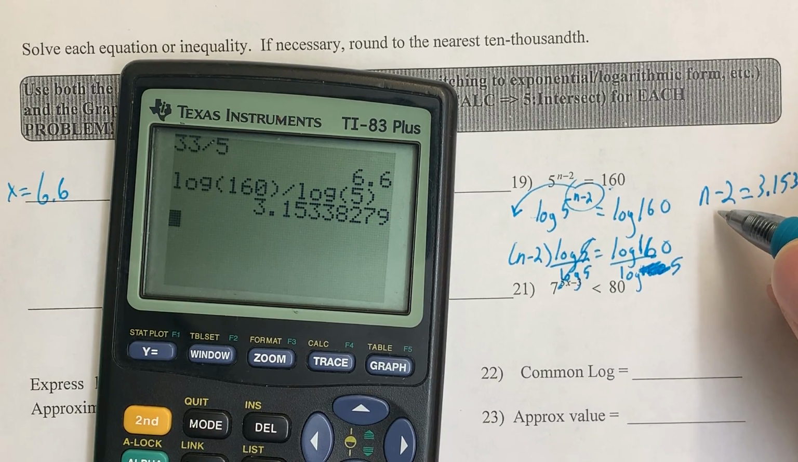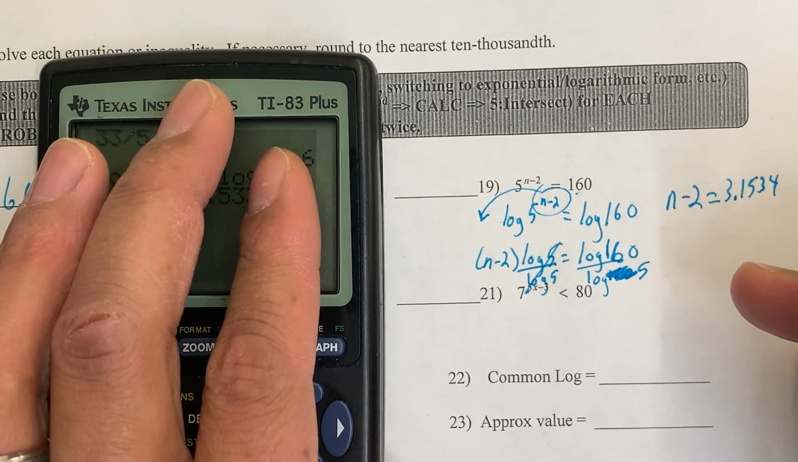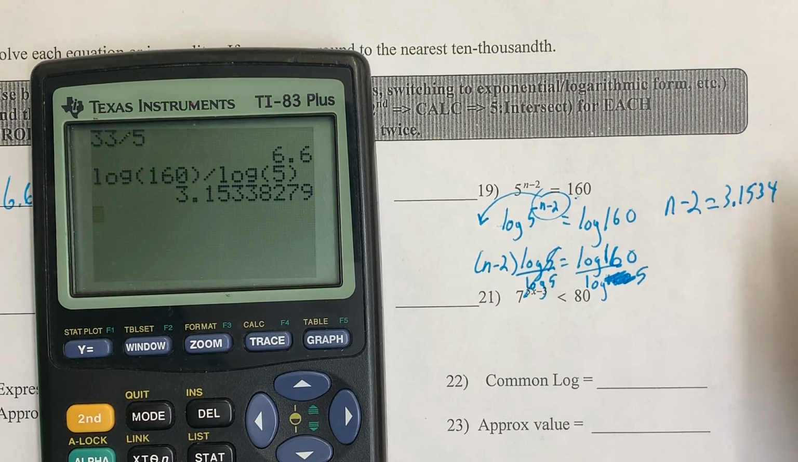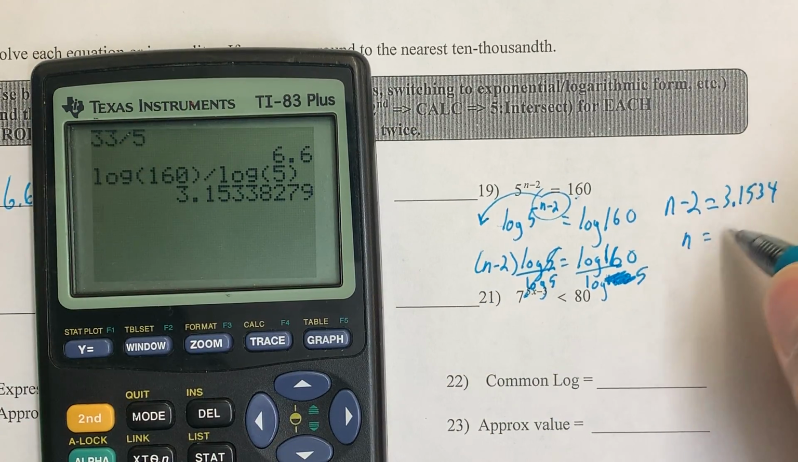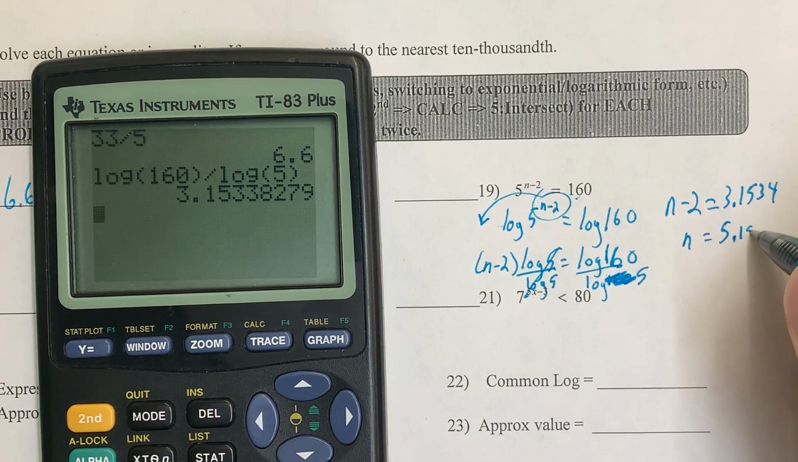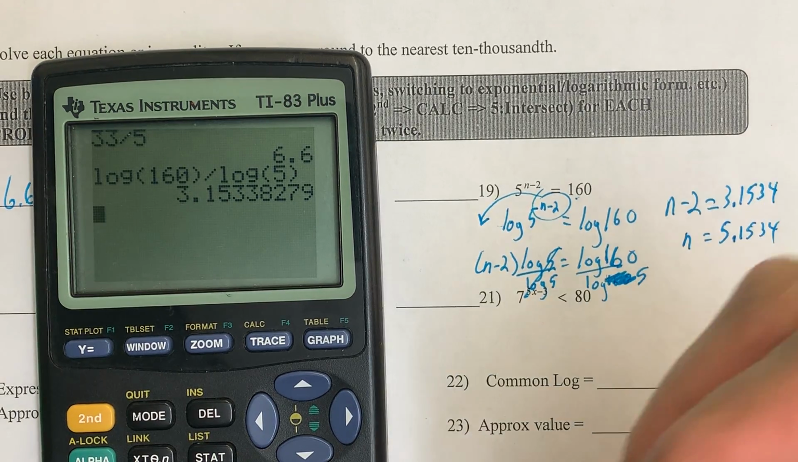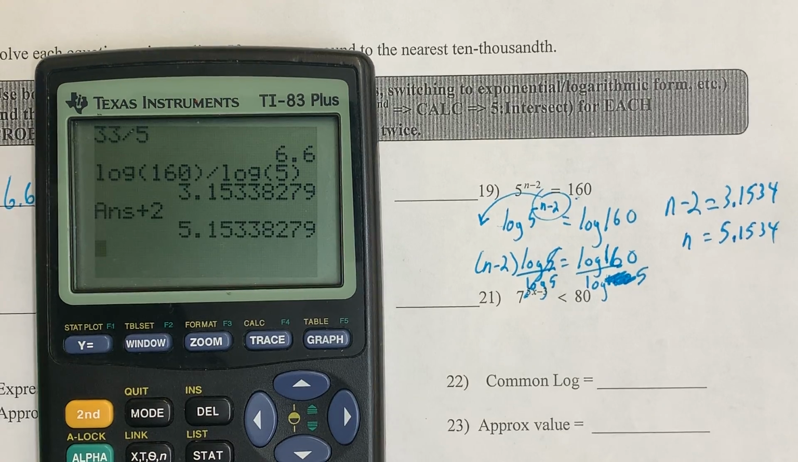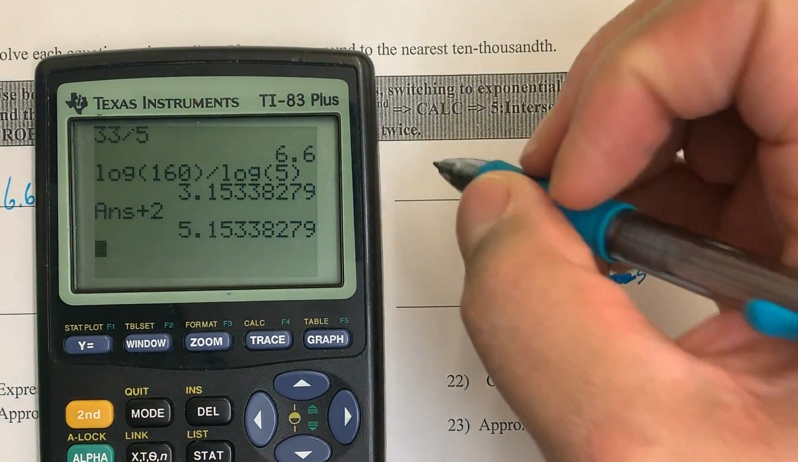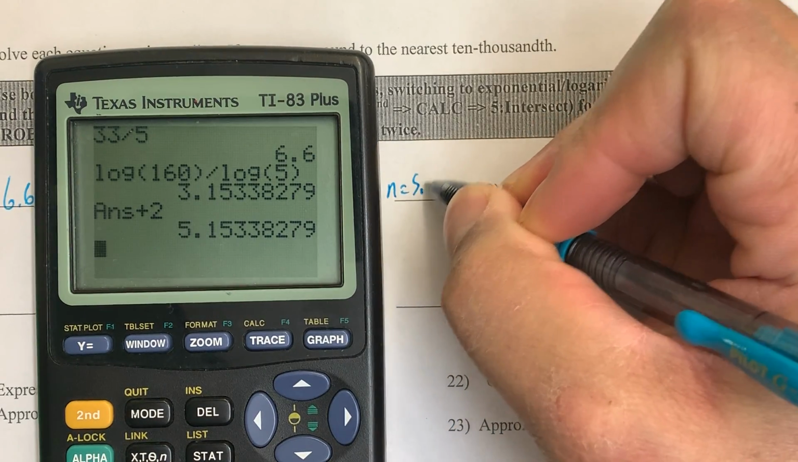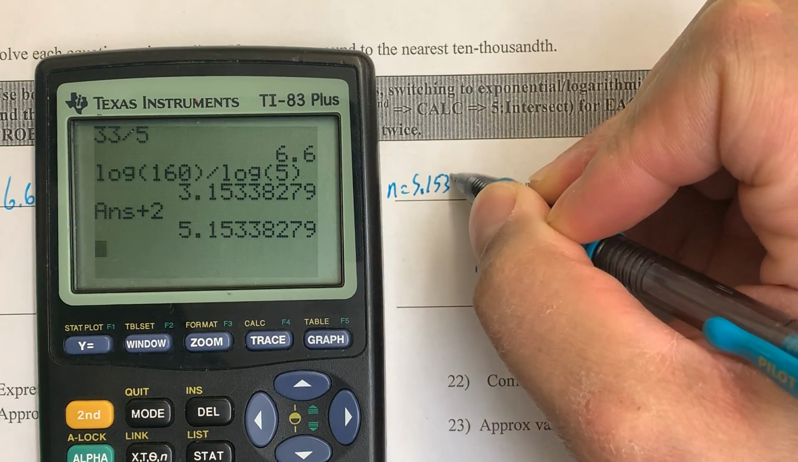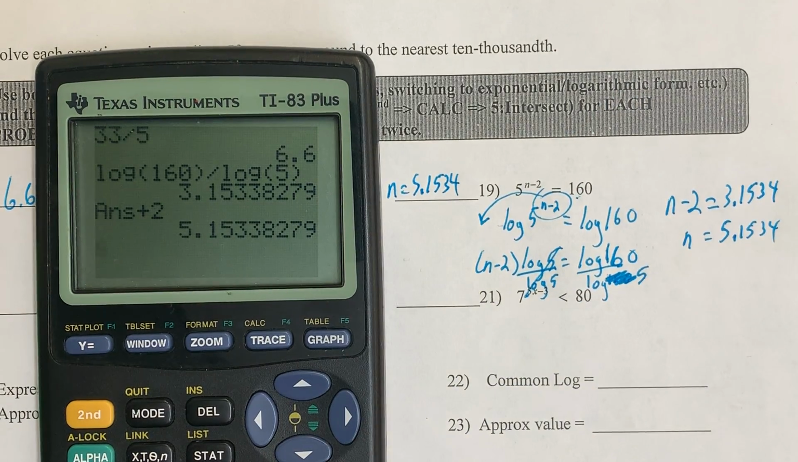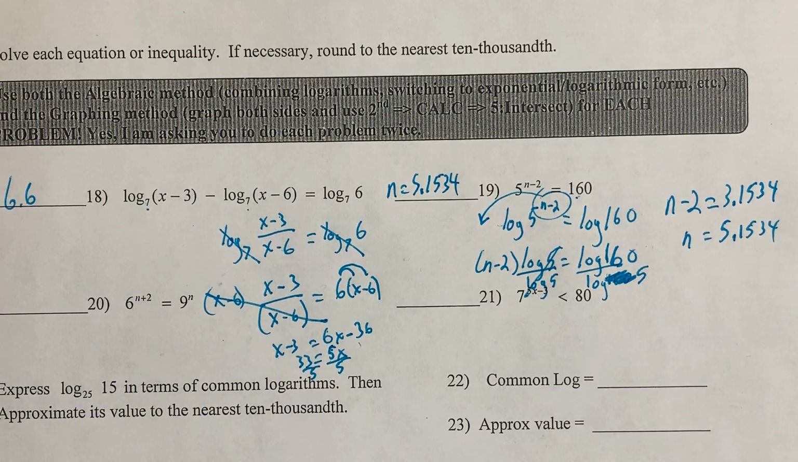Now I've got to get n by itself, so I add 2 to both sides. N equals 5.1534. And if you need to, you can type that in the calculator. I won't judge you. I won't even be watching you, okay? So there's our answer. N equals 5.1534. Okay, try and check your rounding. All right. Good time to pause the video, rewatch anything you need to.